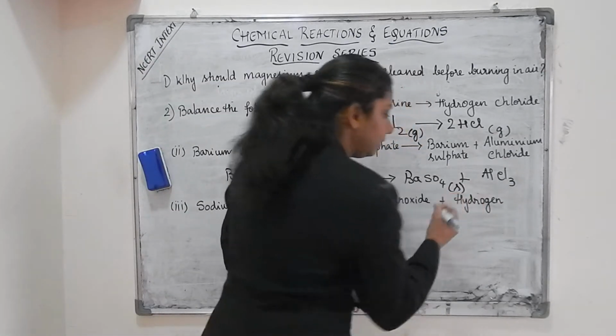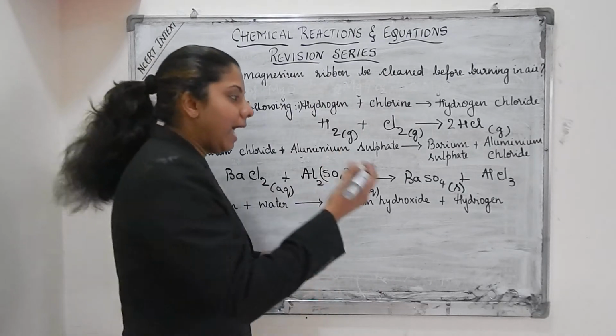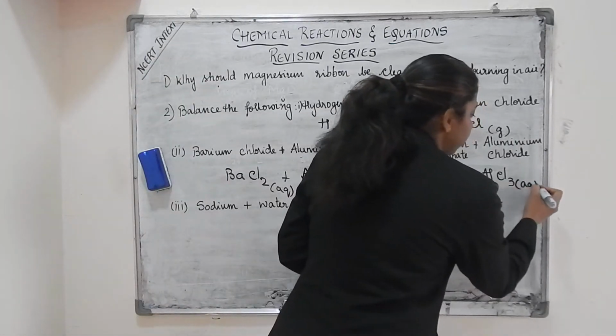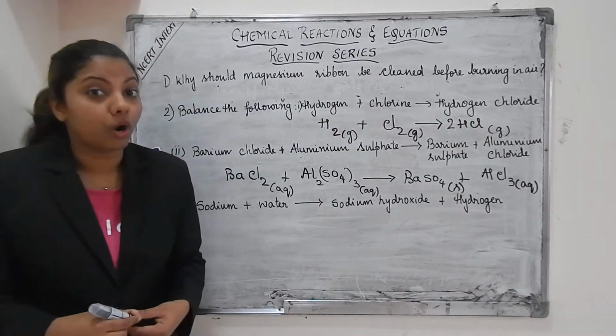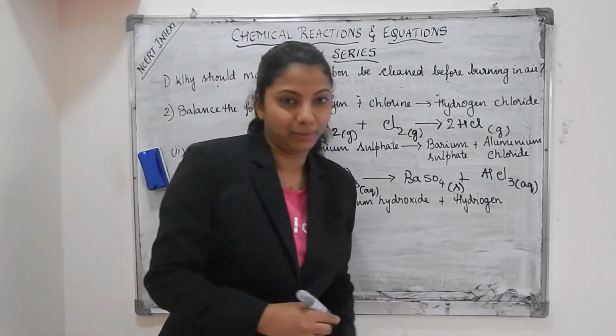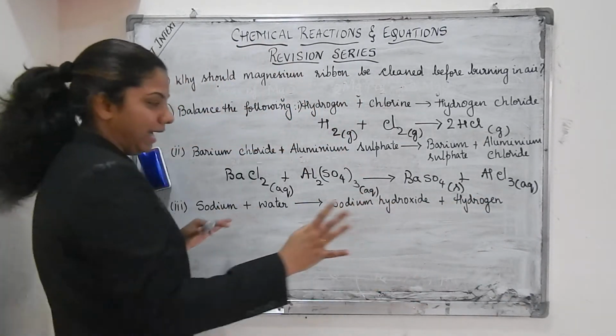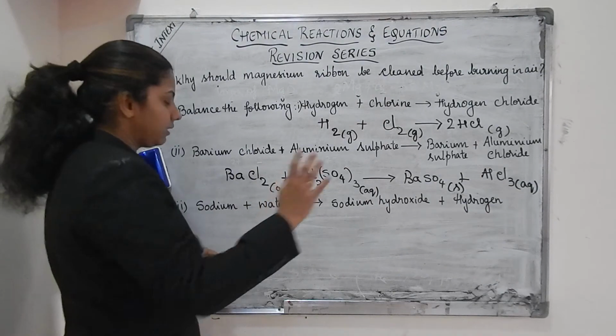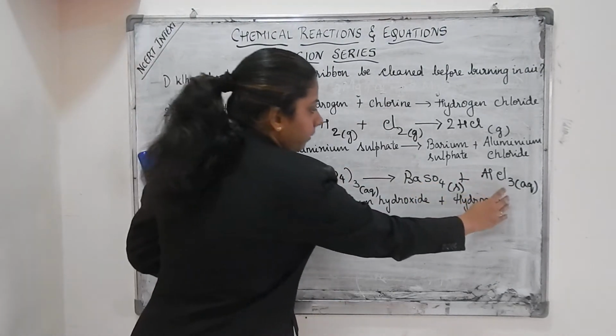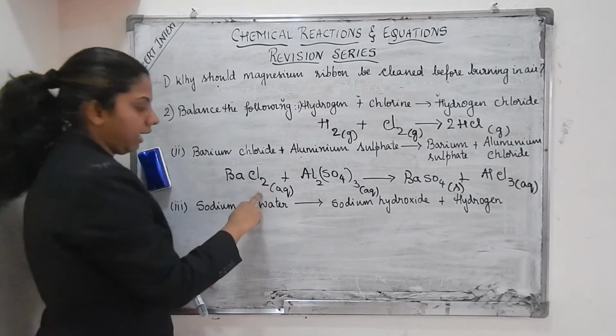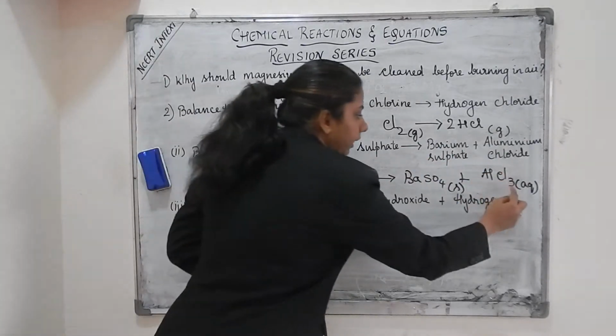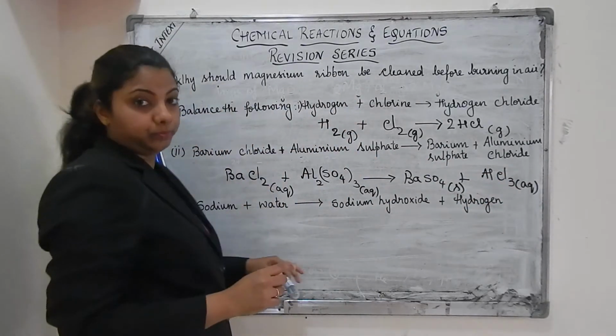So I will write it as solid. Okay, and then aluminium chloride, once again it will be in the dissolved state. So it is aqueous. Okay, now we will balance it. How to balance? Very simple. Students, as you can see here, there is 3 chlorine here and 2 chlorine here. So how can we make this 3 and 2?